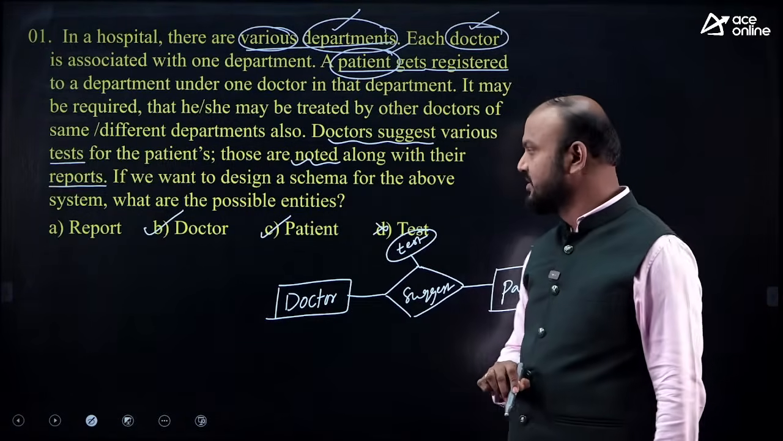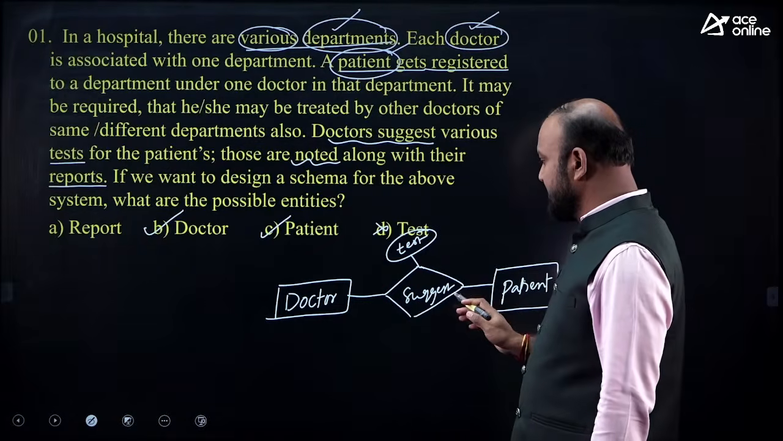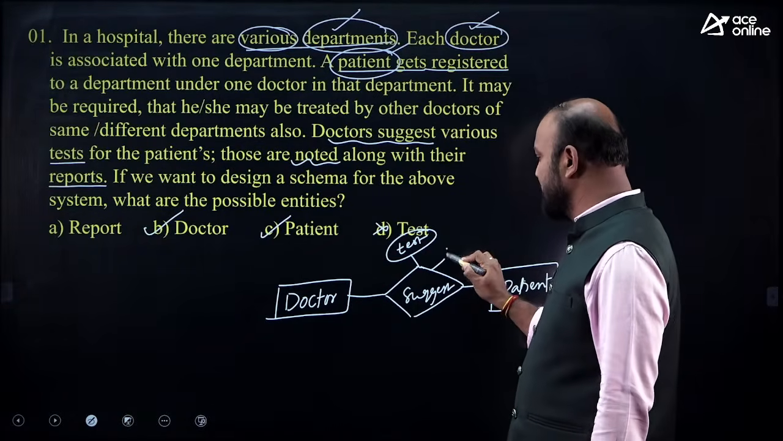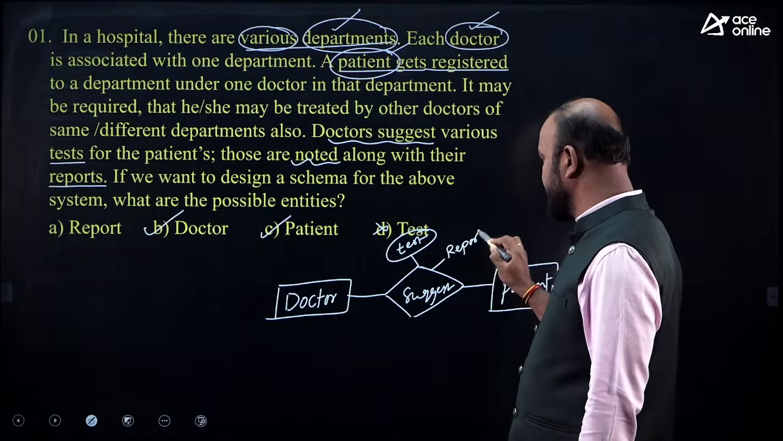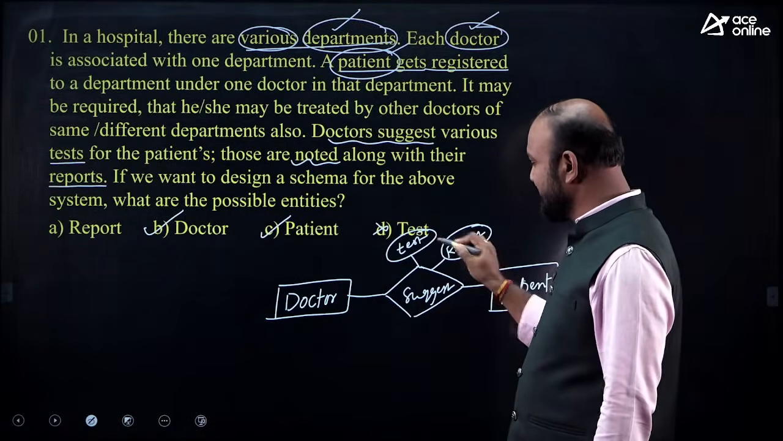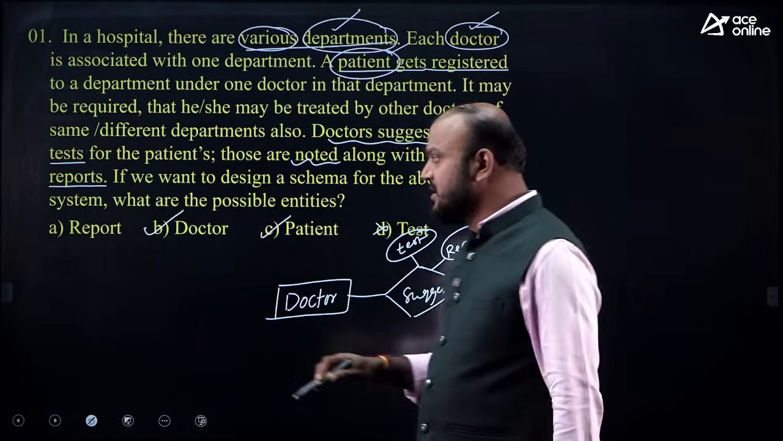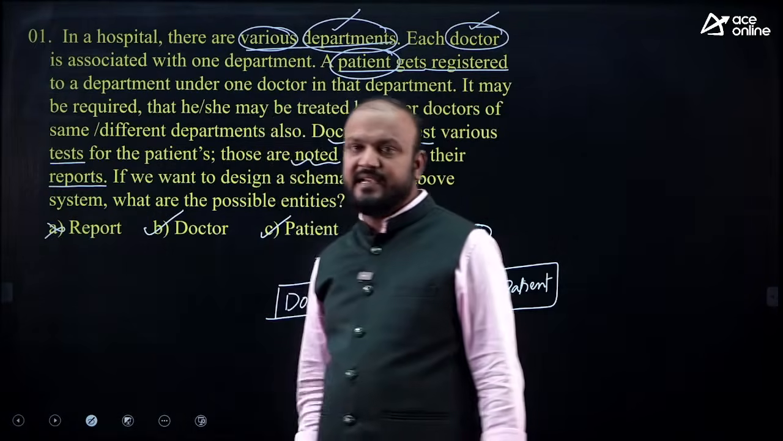So it is wrong. If a test is conducted for a patient, then the test report also has to be noted. What test is suggested? What is the report of the test? So test and report are information, or we can call them attributes, but not necessarily entity sets.